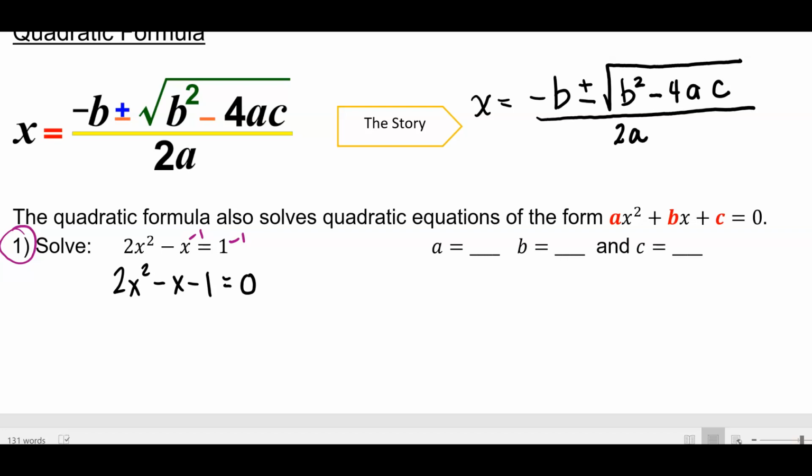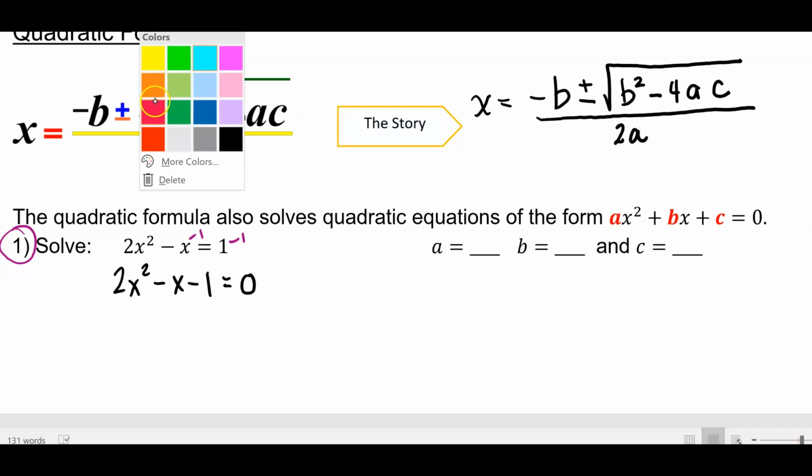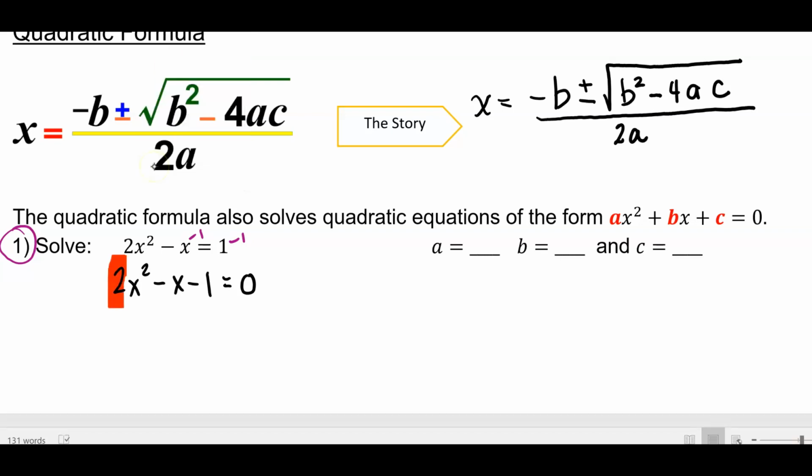So if you notice, our a is 2, our b is negative 1, and never use the variables for your a, b, and c, because people always say x when they see something like this, but we're talking about coefficients and constants, not variables. And then c is negative 1 as well. So a is 2, b is negative 1, c is negative 1.